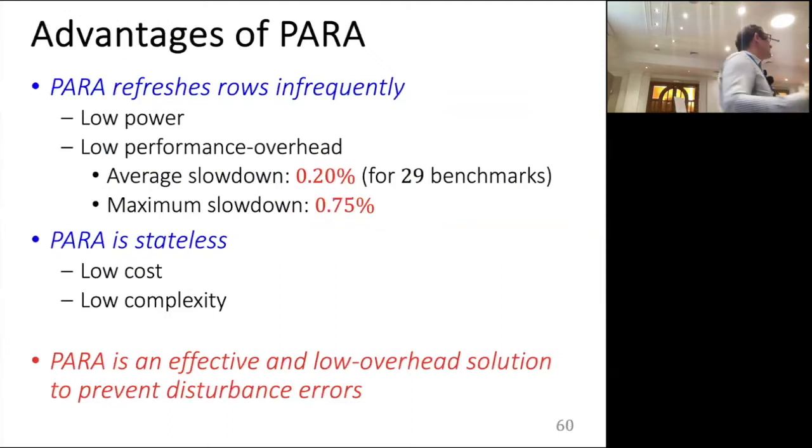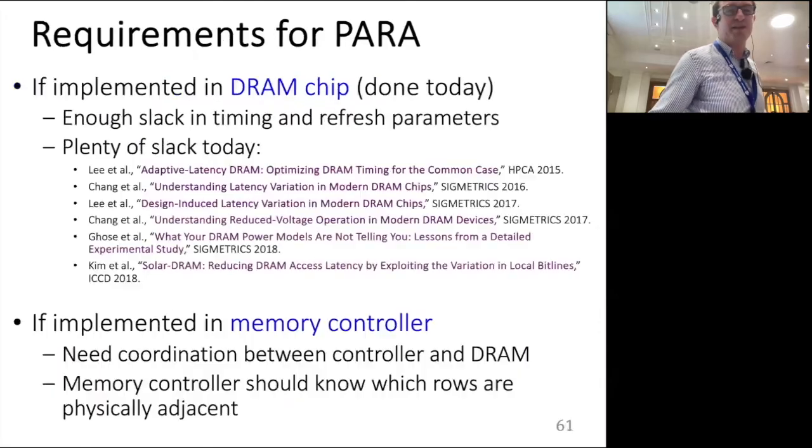Now, the big advantage of this is that it's stateless. You don't need to track anything. You just flip a coin, do some sampling, and figure out when you want to do this. As a result, it's low power, low performance overhead, low cost, and low complexity. And this is the solution that's the lowest cost, in my opinion. People have tried to improve the solution to be even better, and there are a lot of papers on that topic.